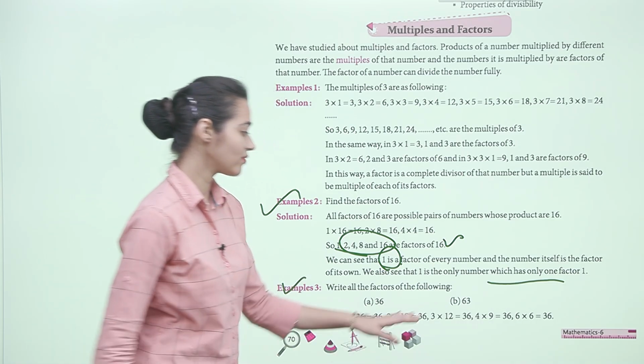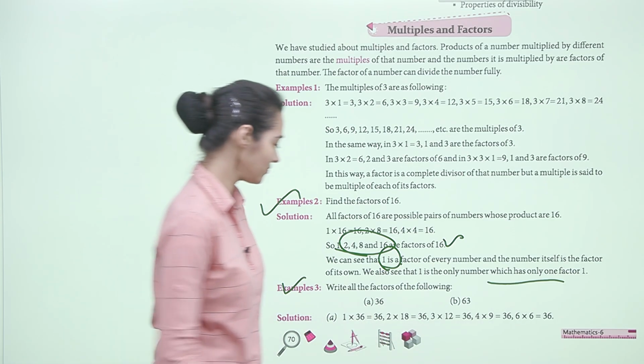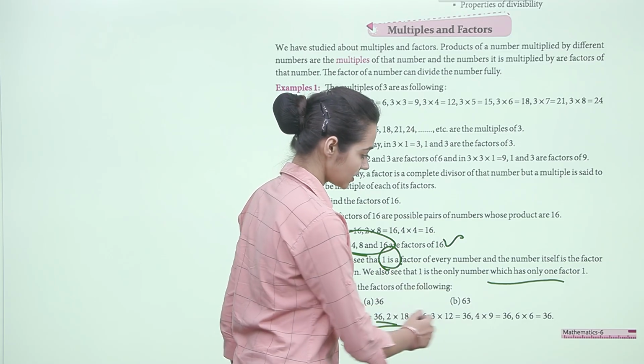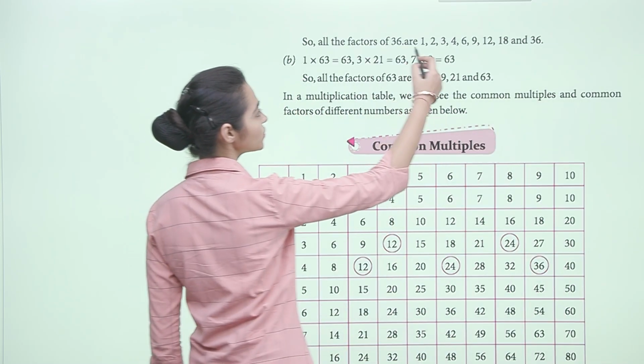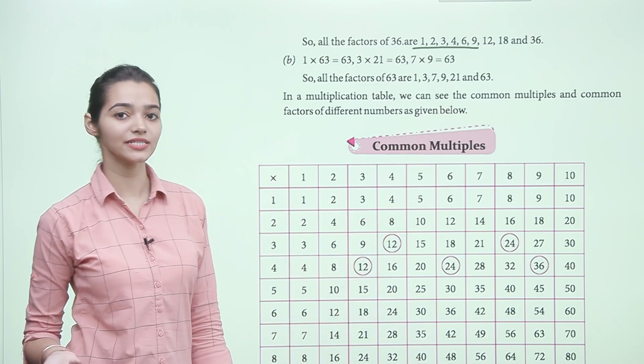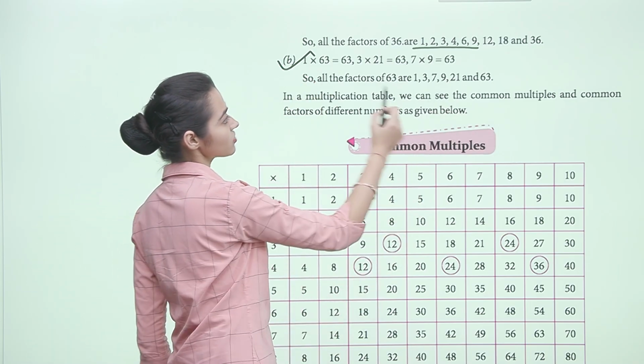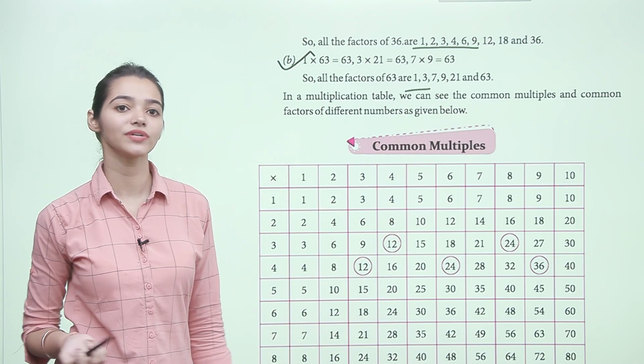In example number 3, we have to find the factors of 36 and 63. These are the factors of 36, that is 1, 2, 3, 4, 6, 9, 12, 18 and 36, and the factors of 63 are 1, 3, 7, 9, 21 and 63.